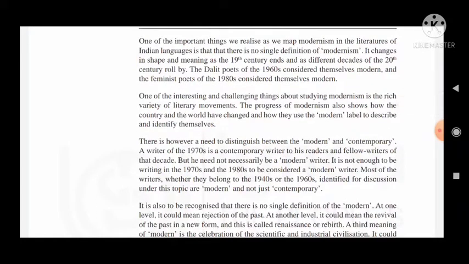One of the interesting and challenging things about studying modernism is the rich variety of literary movements. So what are the literary movements we will study? The progress of modernism also shows how the country and the world have changed and how they use the modern label to describe and identify themselves.